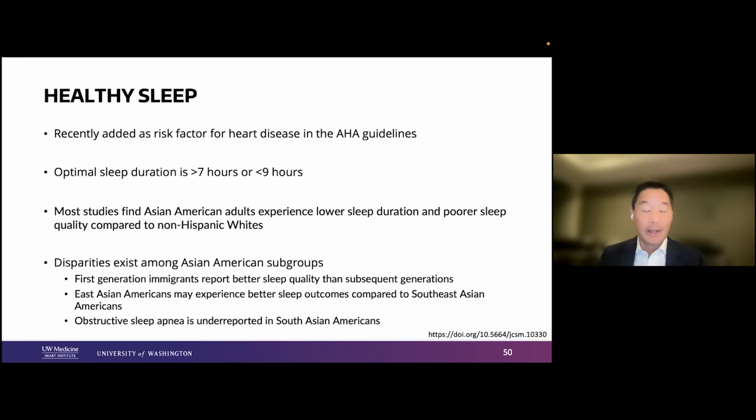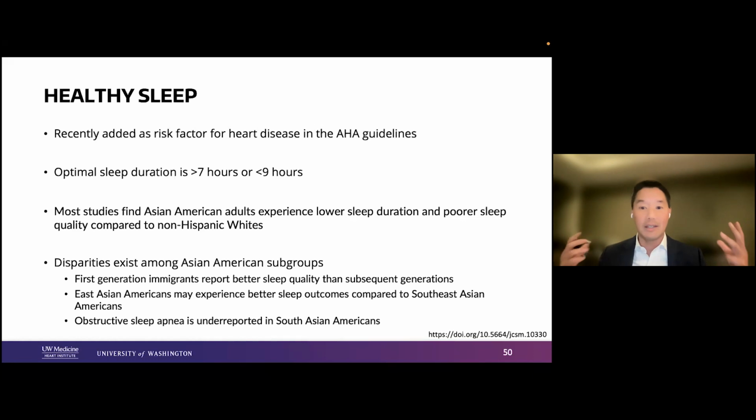And then the final and the newest risk factor is healthy sleep. What is considered optimal sleep is at least 7 hours and less than 9 hours. And we have found in studies that Asian American adults tend to experience lower sleep duration and poorer sleep quality compared to non-Hispanic whites.